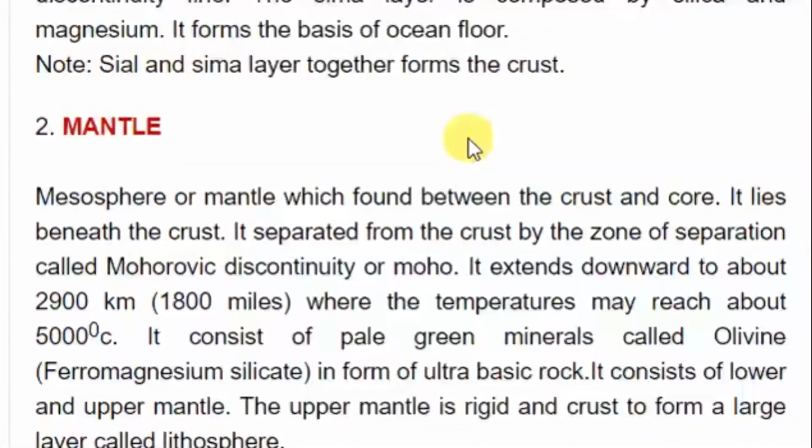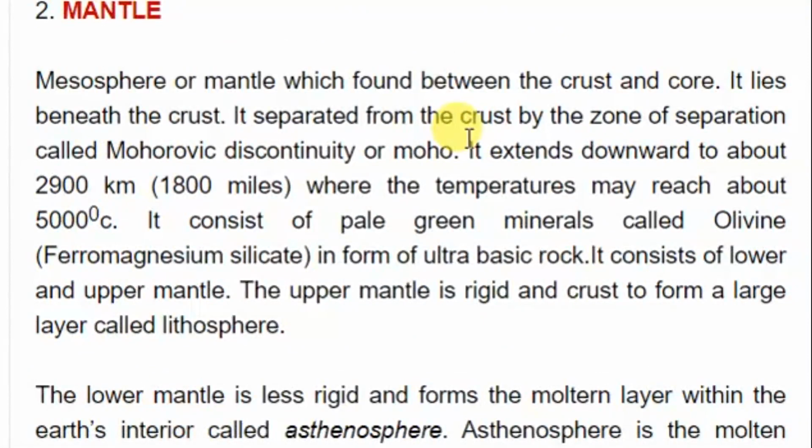From there, let's move to the mantle. Mantle, or sometimes called the mesosphere, is found between the crust and the core. It lies beneath the crust. It is separated from the crust by a zone of separation called the Mohorovicic discontinuity, or sometimes the Moho in short, but the commonly used name is Mohorovicic discontinuity. Very important for you to remember this one.